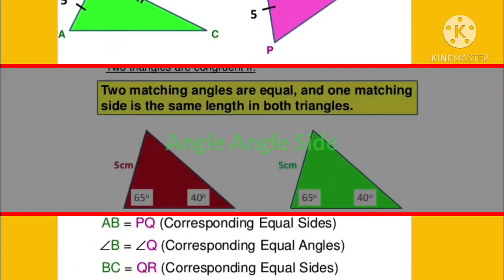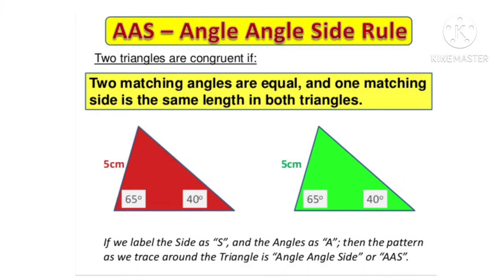Next rule is angle angle side. According to this rule, two triangles are congruent if two matching angles are equal and one matching side is the same length in both triangles.